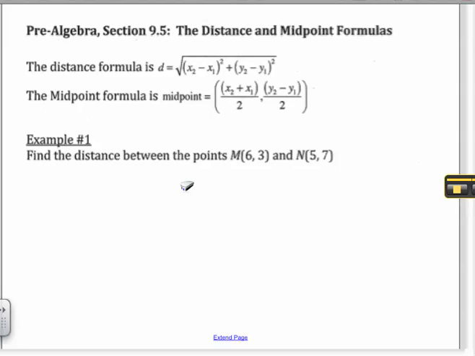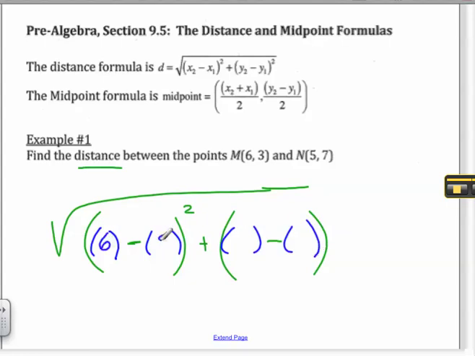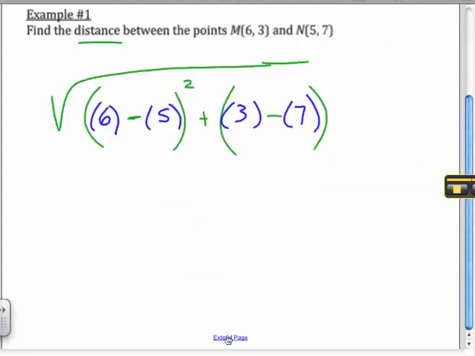It says, this one just says find the distance between the 2 points. Well, guys, I know it's going to be the square root of one x minus another one squared plus one y minus the other one squared. So let me plug in my x's. My x's are 6 and 5. And then my y's are 3 and 7.